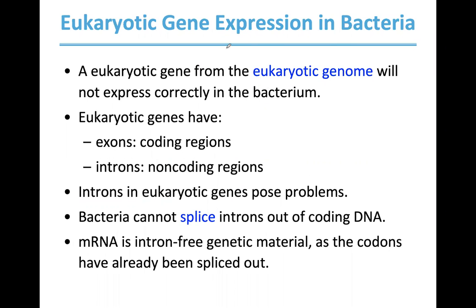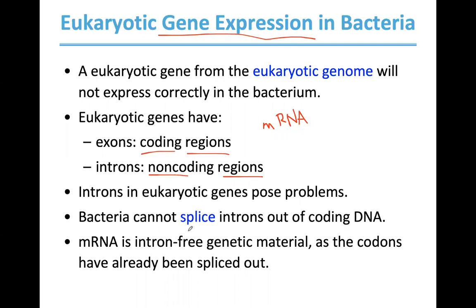Now let's talk a little bit about gene expression in bacteria. Gene expression basically means production of a protein of your choice, so the technology is similar. You rely on microorganisms to produce a protein of your choice. The major problem is that you cannot use the messenger RNA produced from eukaryotic cells, primarily because of the introns. Eukaryotic genes have exons, coding regions, and introns, non-coding regions. These introns in eukaryotic genes pose problems.